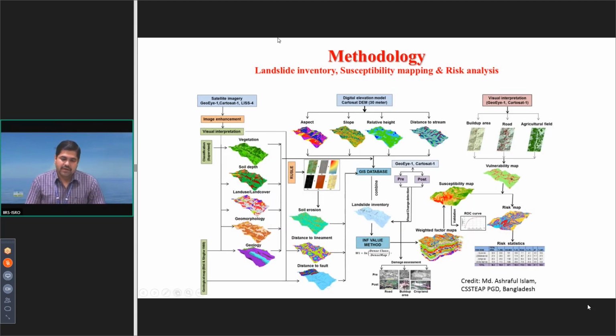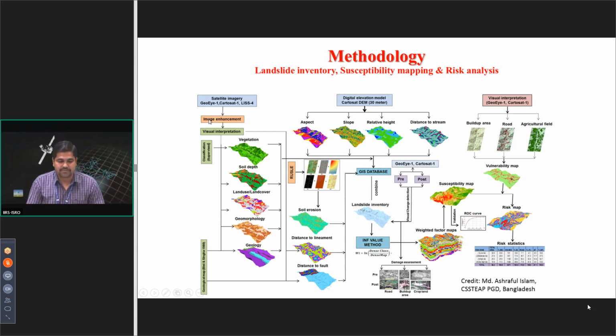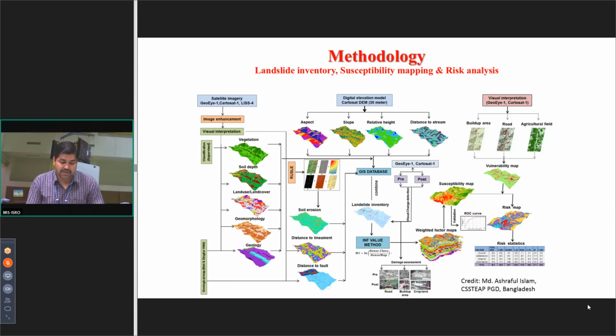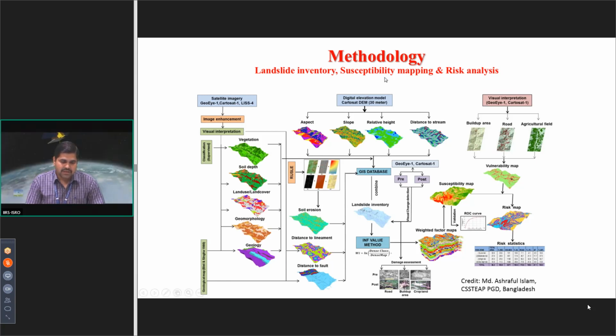Let's stick to the methodology section where we come up with a landslide inventory, then we make a susceptibility map and a risk map. So we start with satellite imageries, and then we get landslide inventories, that is, portions affected by the landslides.